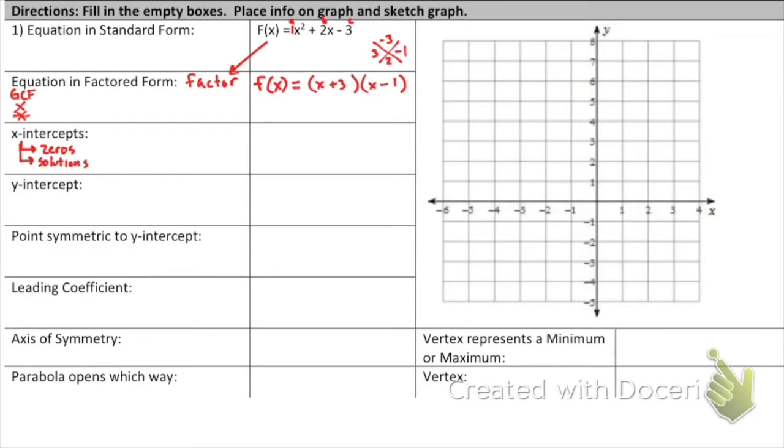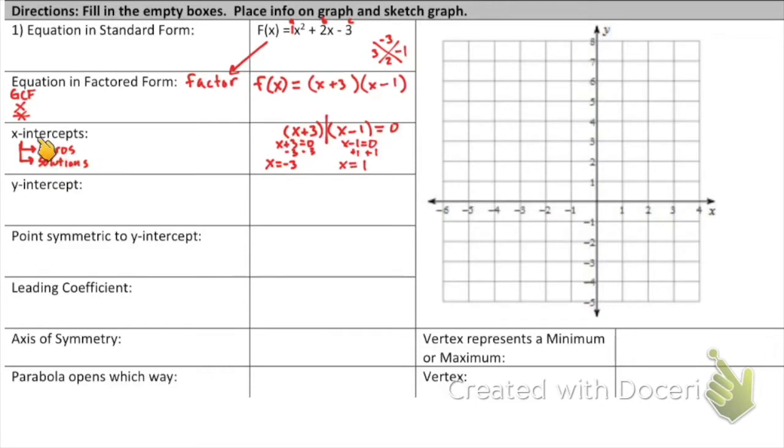So factored form is (x + 3)(x - 1), and again, you've done this before. Set each factor equal to 0, and split, and let's solve. So we're going to subtract 3 here. x equals -3, and then we're going to add 1 here. x equals +1. So these are your solutions.